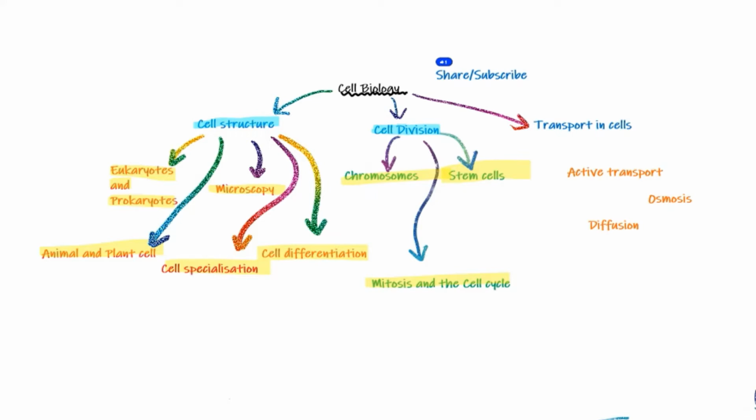If you've been watching my other videos, you will know we have covered cell structure and cell division. Today we will look at transport in cells and topic 1 of cell biology, as always with some tips, linking words and exam questions. Transport in cells has 3 parts to it: active transport, diffusion and osmosis. We will look at diffusion today.